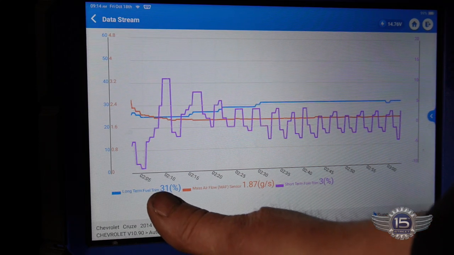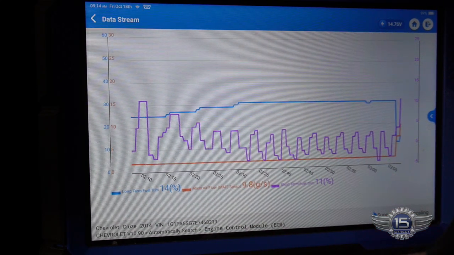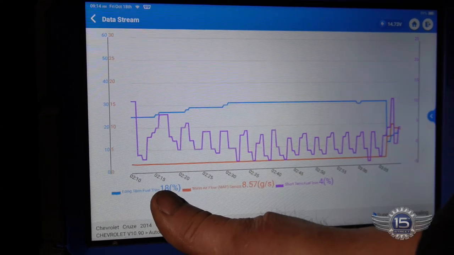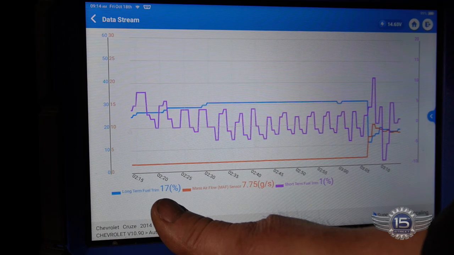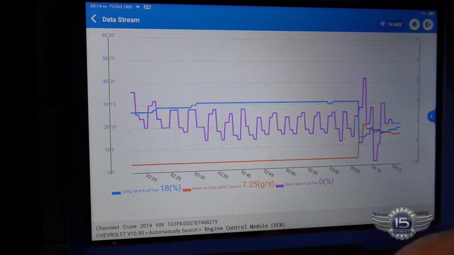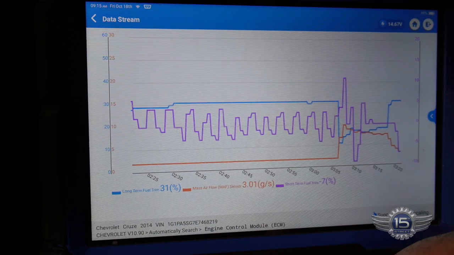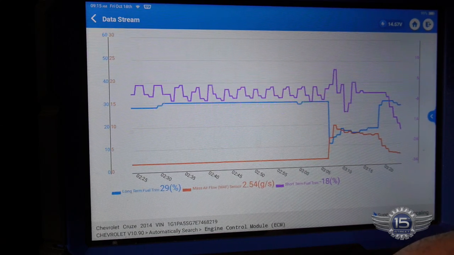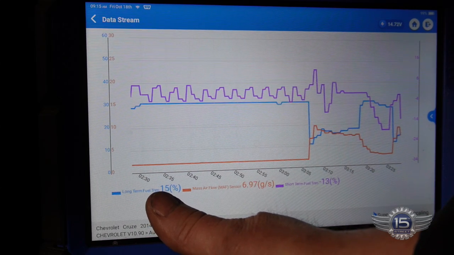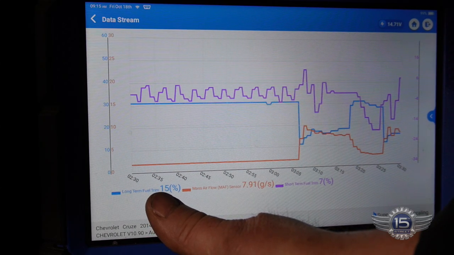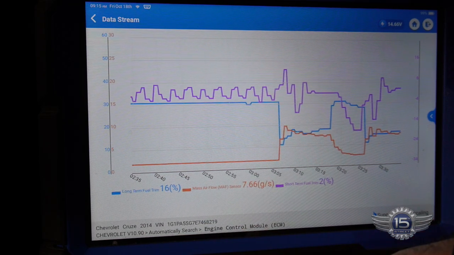Long term's 31%. Wow. Bring the RPMs up. It gets better when you bring the RPMs up. Yeah, we're getting false air in somewhere. We can check it for vacuum leaks. It doesn't. A vacuum leak will usually go all the way down to nothing when you bring the RPMs up, and we still got quite a bit of positive trim there.